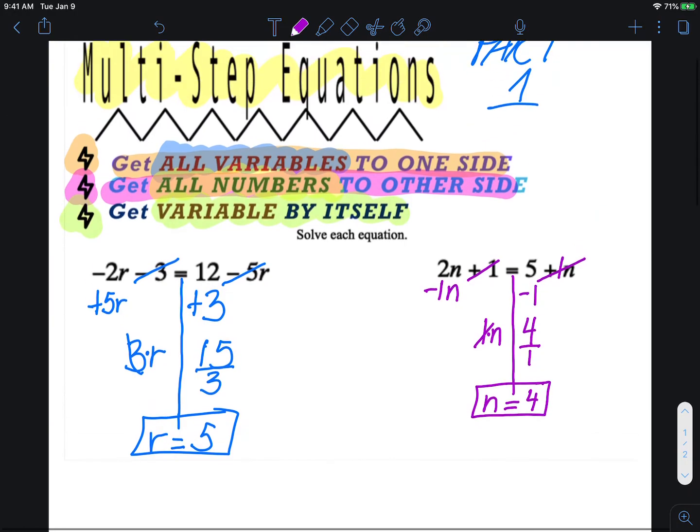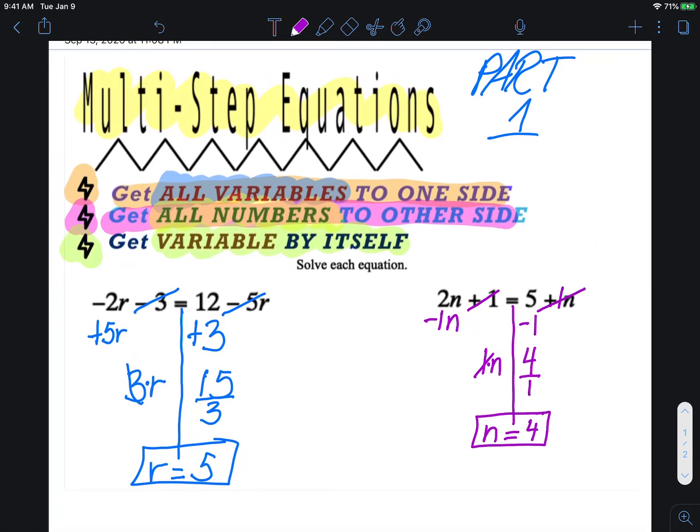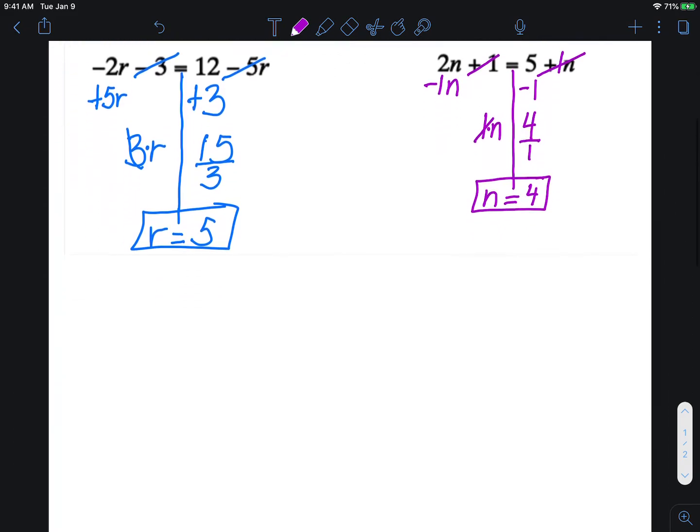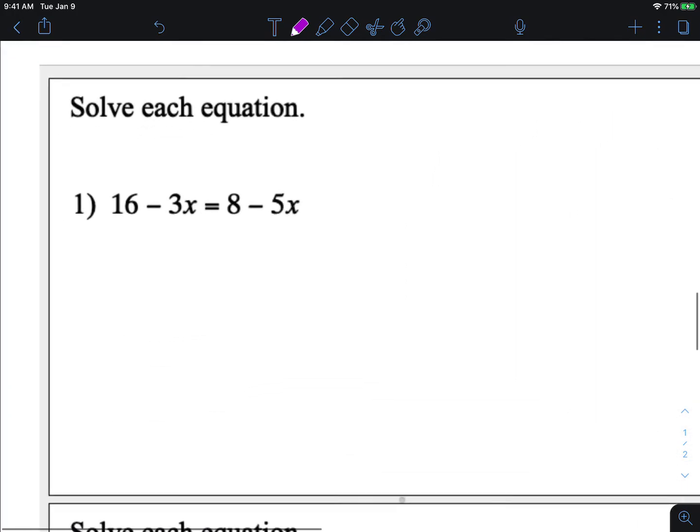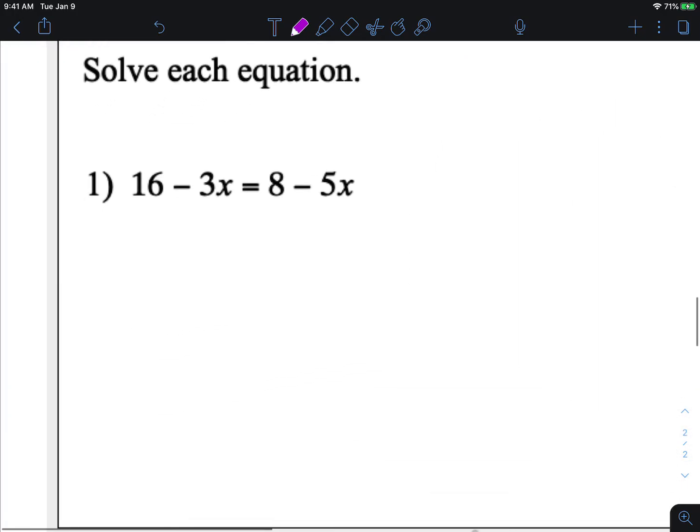And these are the 2 notes examples. All right, so now we're going to do some examples that you're going to see on your worksheet. Similar examples, right? So here's number 1. So let's follow the steps.